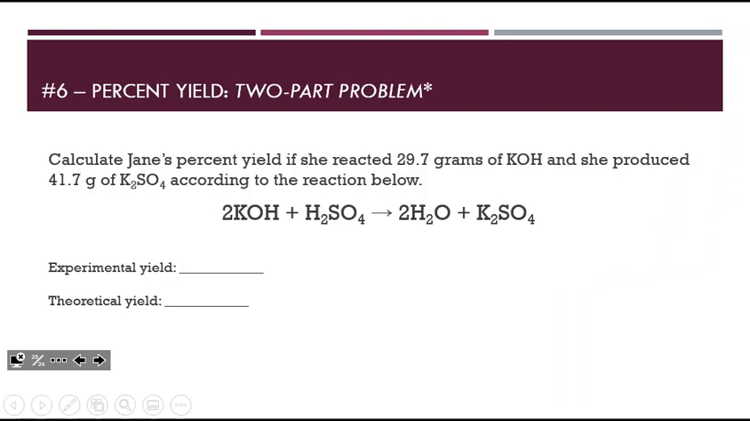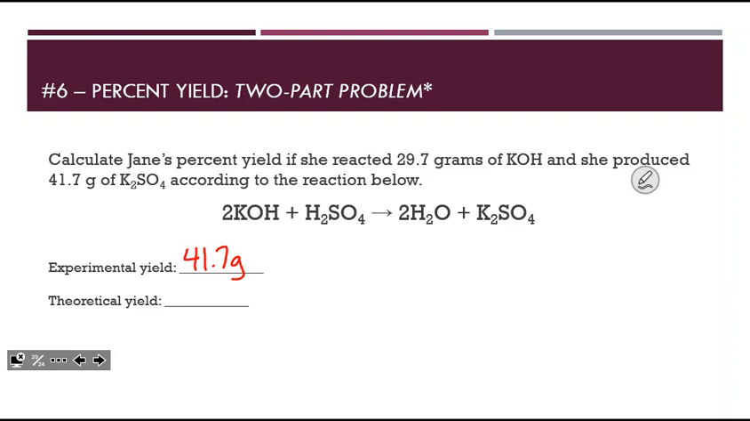This is more like the problem that you will see on a quiz. Percent yield, a 2-part problem. It's a 2-part problem because instead of giving you the theoretical yield, what are they giving you here? Well, they do give you the experimental, definitely. They will always tell you that part, how much was obtained in the lab. What is the experimental up here? 41.7 is correct, so that's our experimental.